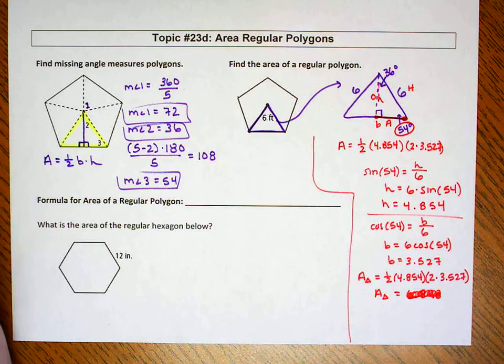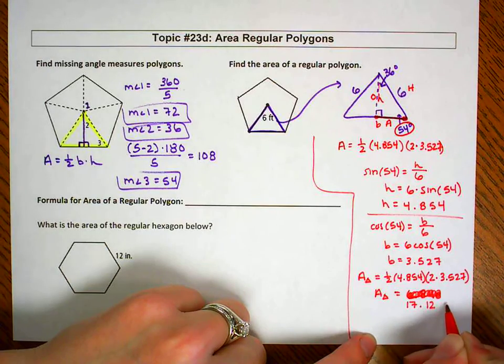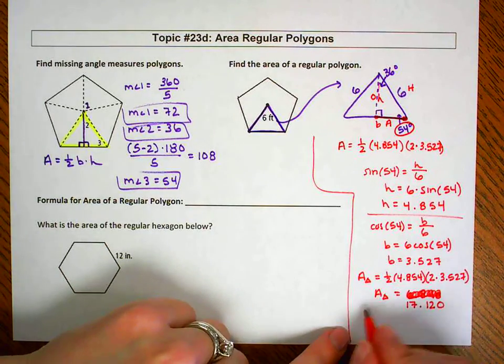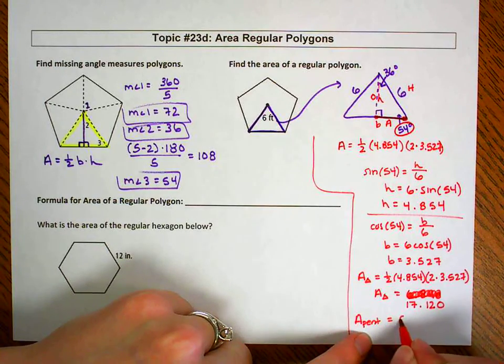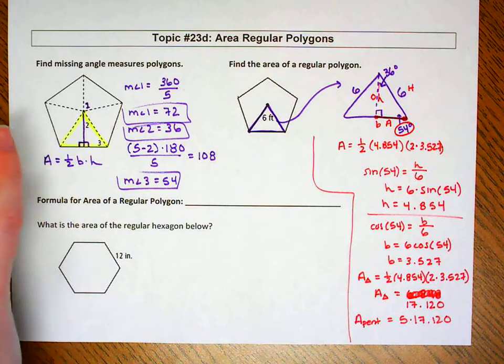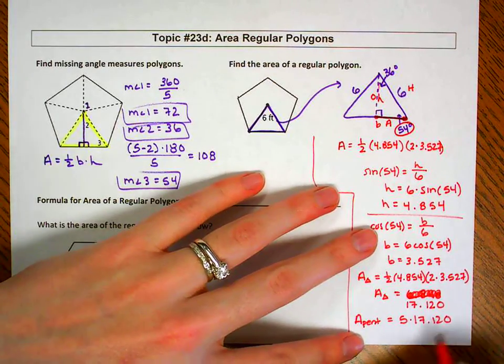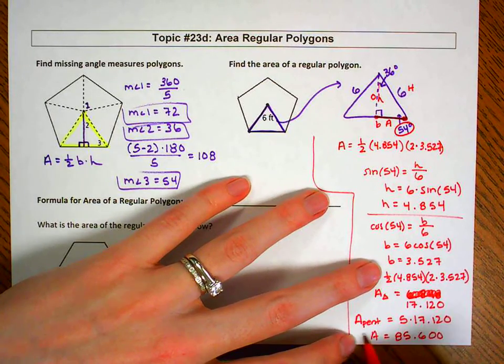Let me try this one more time. That's much better. 12.0. Okay, well, if I want to find the area of my pentagon, what I really have is 5 of these triangles. So I'm going to do 5 times that total. And when I do that, I get a total area of 85.600.